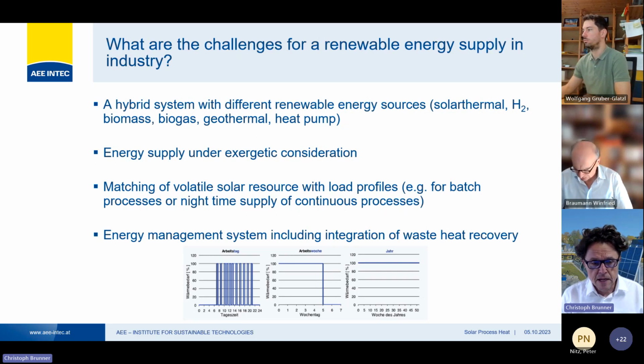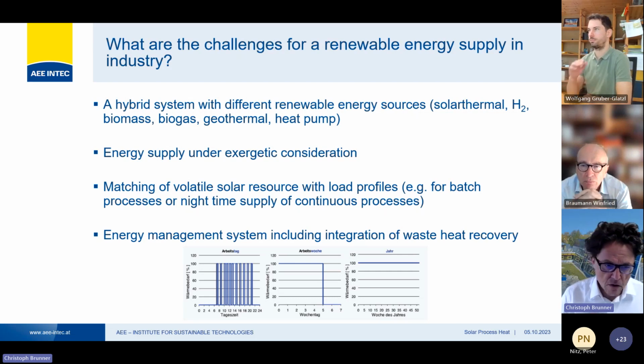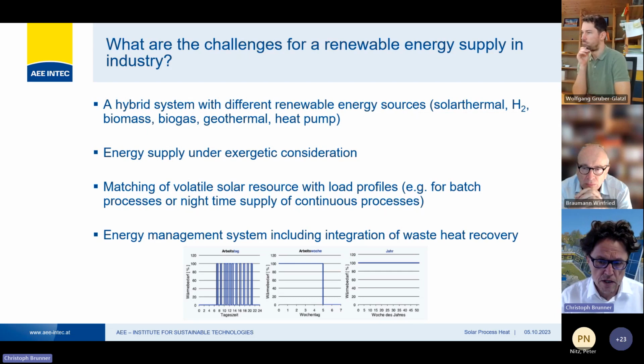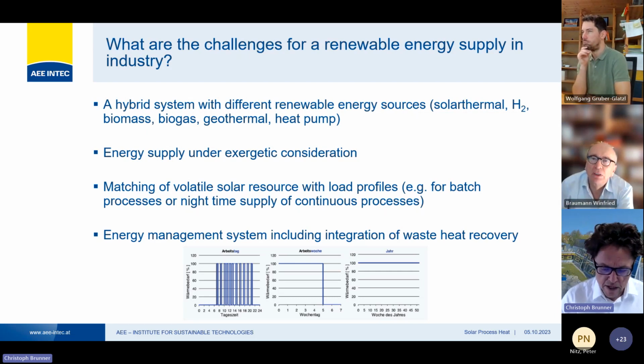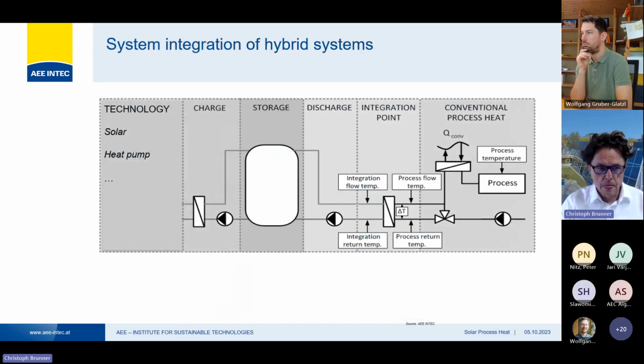And then matching these volatile renewable energy sources, solar sources, with the different load profiles of industrial processes. So we have a load profile of the processes, batch processes. Not all processes are continuous. Some processes are running in nighttime. And on the other hand, we have volatile solar resources, volatile renewable energy sources. And to match this best, this will be a big challenge in the future. And then, of course, these energy management systems, including the integration of waste heat recovery within a company itself.